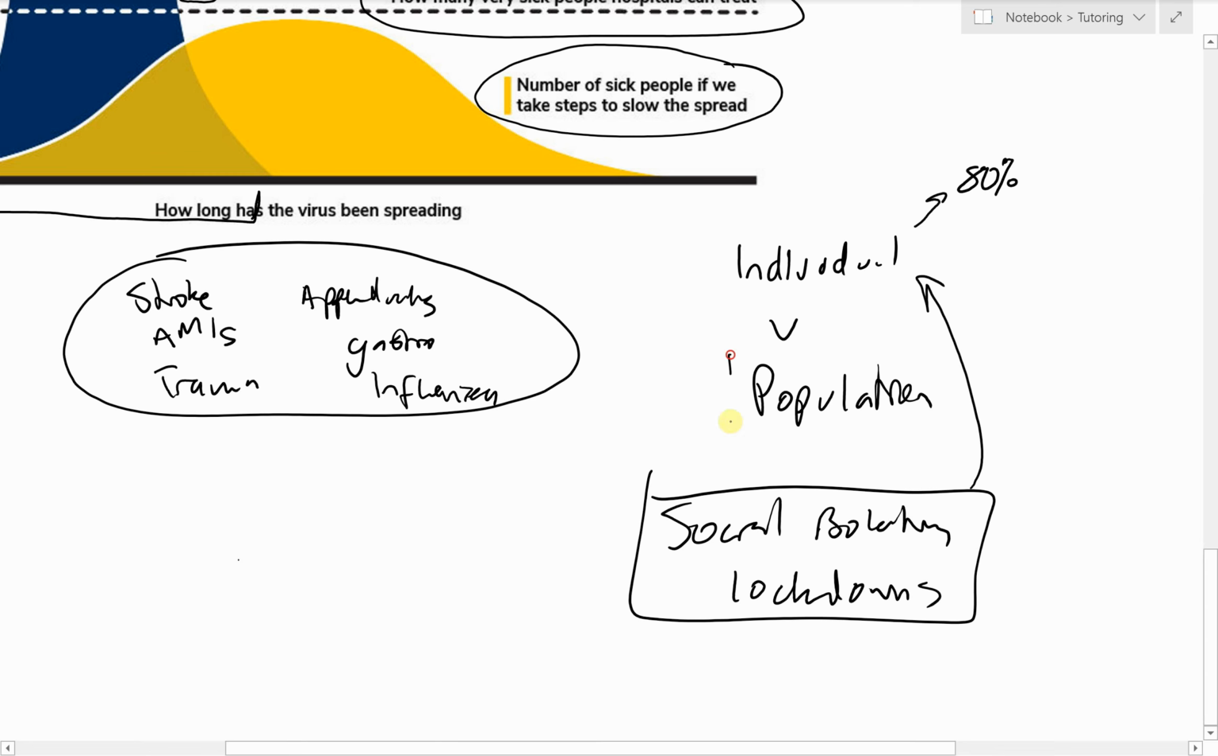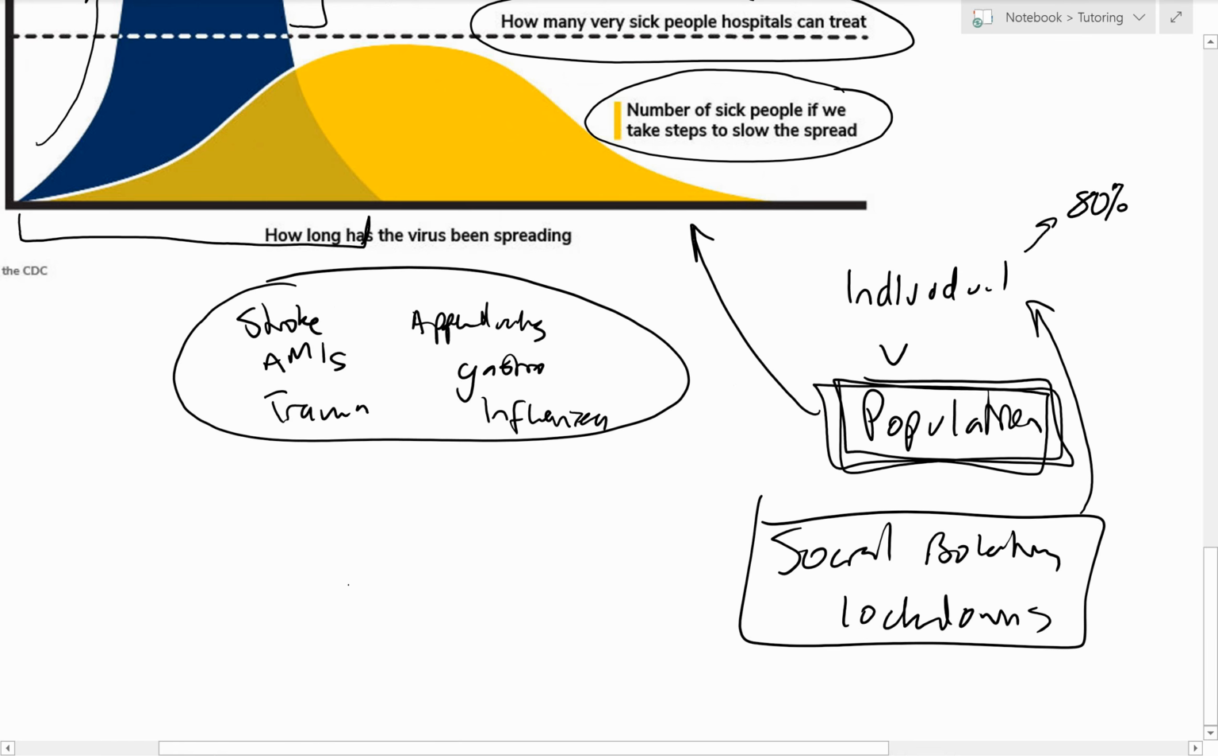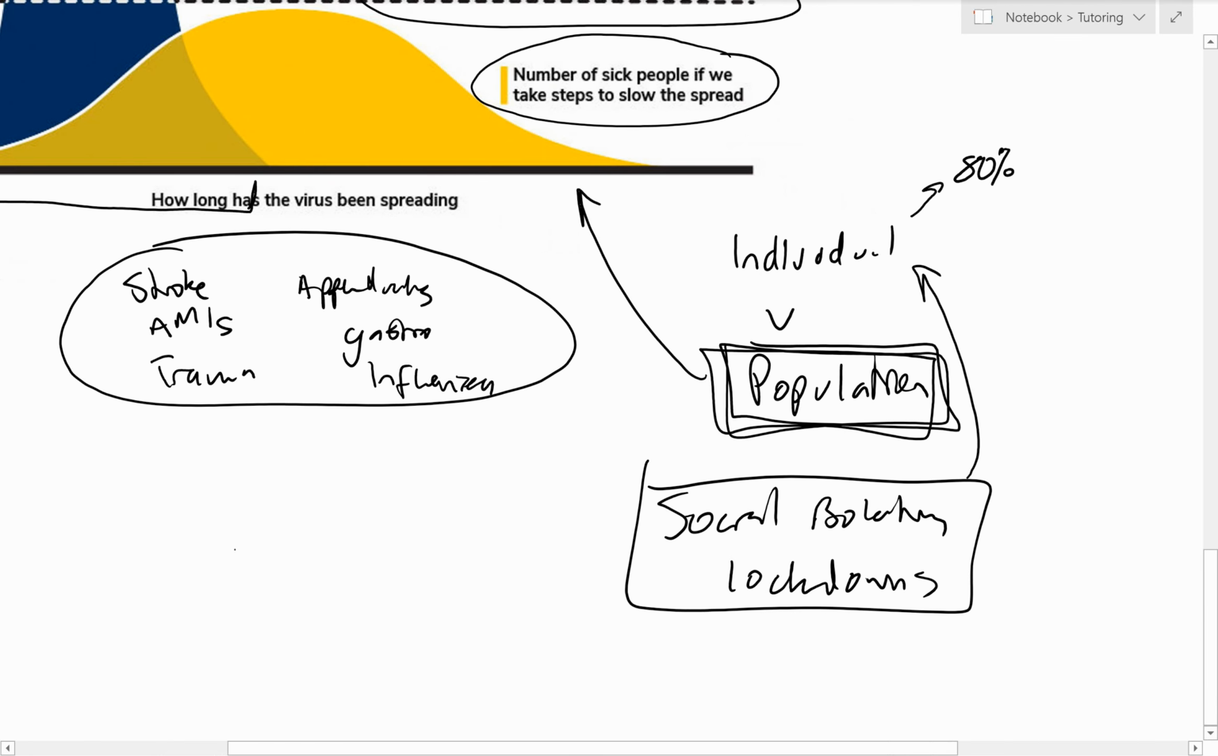What we're more worried about in a pandemic is the population risk, and that refers to the risk to the healthcare system. So the reason that we're implementing things like social isolation and lockdowns is because we want to limit the strain on our healthcare system and remove the risk of overwhelming the hospitals. So let me say this again because it's really important.